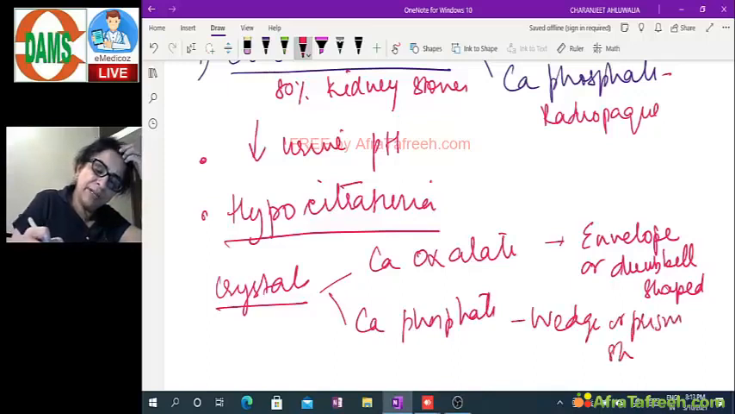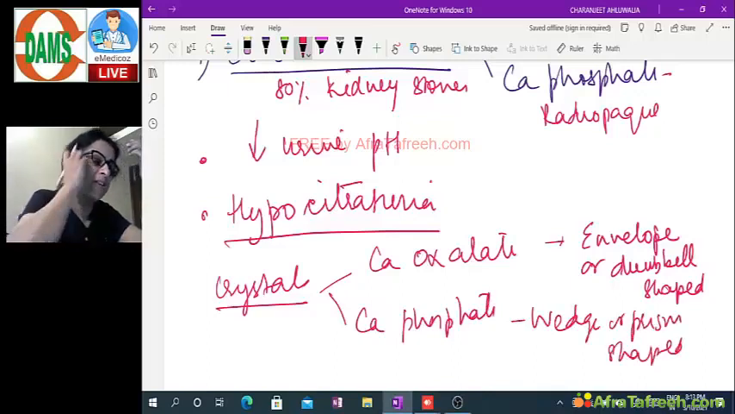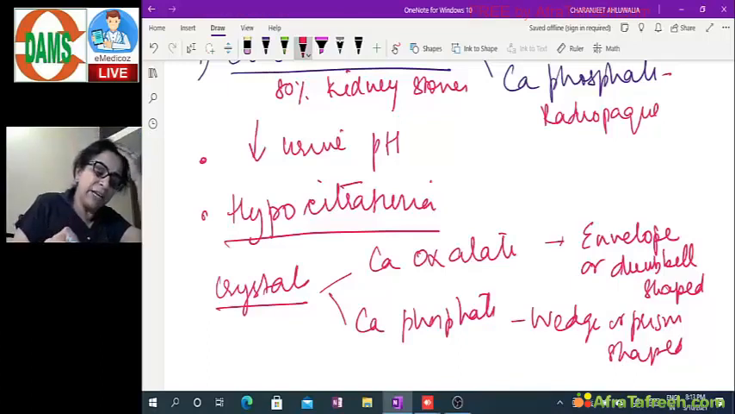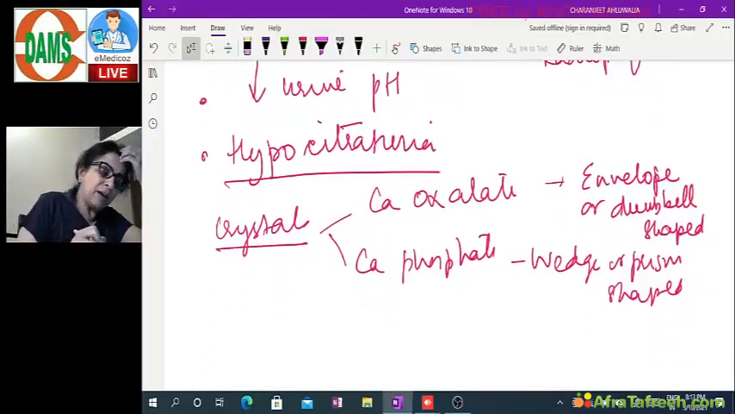So most common kidney stones are calcium stones. Calcium stones are radio opaque, by CT and by X-ray. Calcium stones are associated with hypocitraturia. And if there are calcium stones in the kidney, corresponding crystals will be found in the urine.